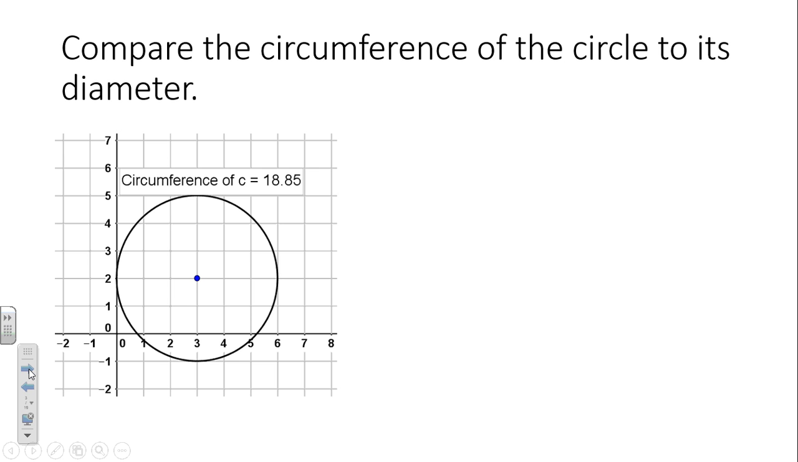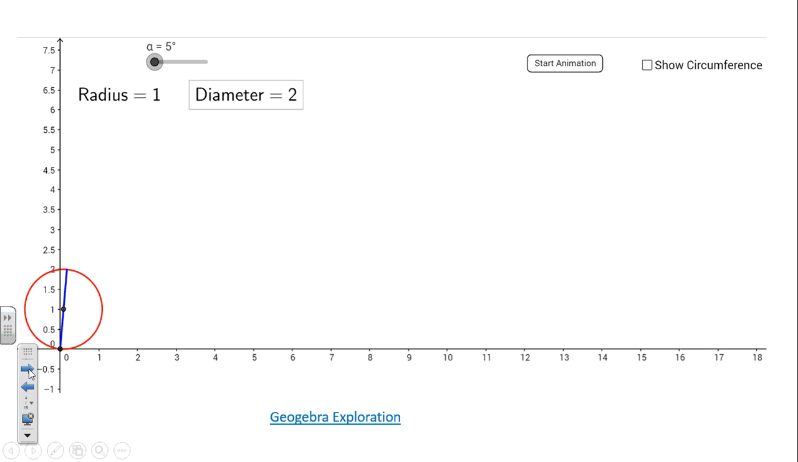About triple, okay? A little bit more than triple, right? So if it was exactly triple, it would be 18, not 18.85, okay? In fact, what would I really need to multiply it by? Not 3, but 3.14, okay? It's just pi.